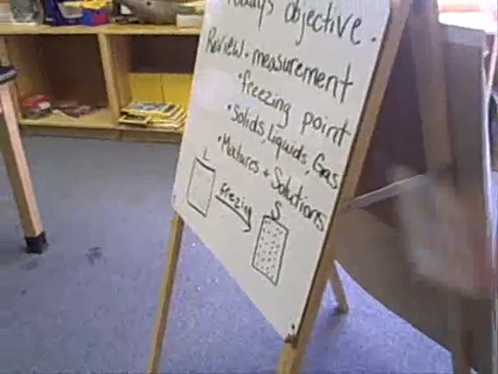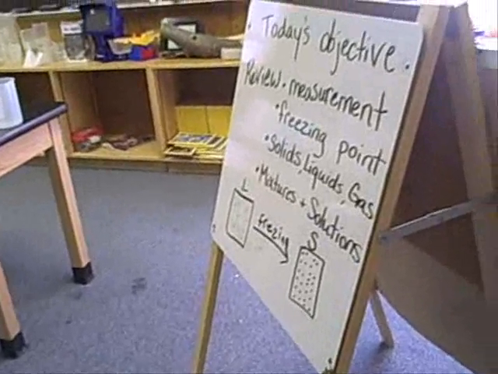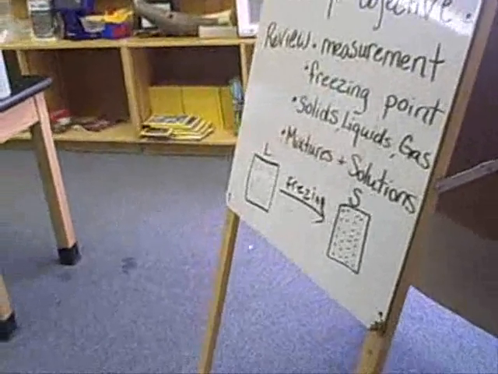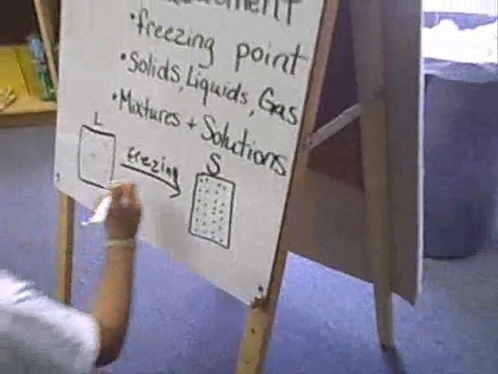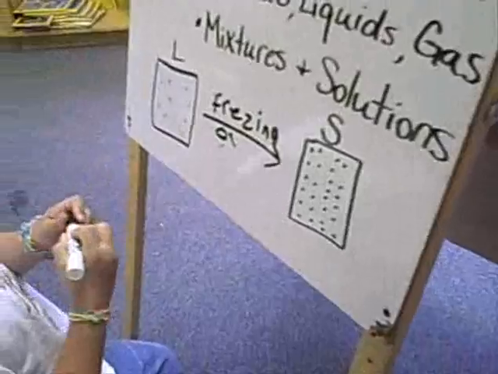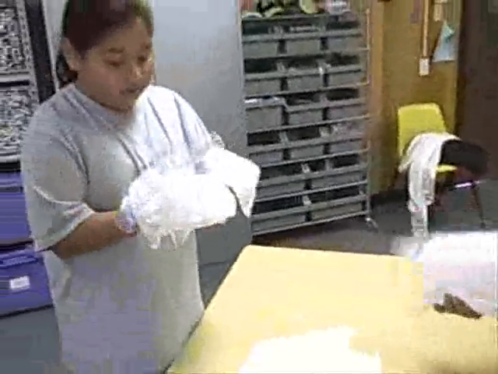Okay, so now then, one more bit of information before we get started on our actual experiment. At what temperature does freezing occur? Who thinks they can come up and write that? Michael? At what temperature is our freezing point? And he wrote, what did you write? 0 degrees Celsius. Does everyone agree? Yes. Good.